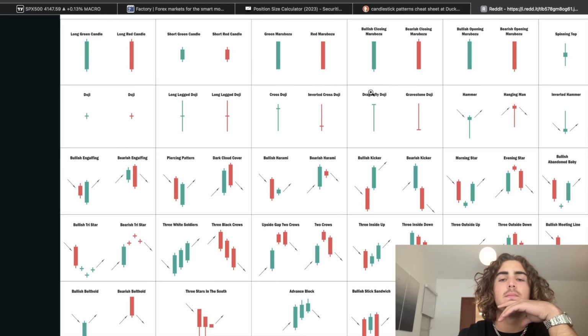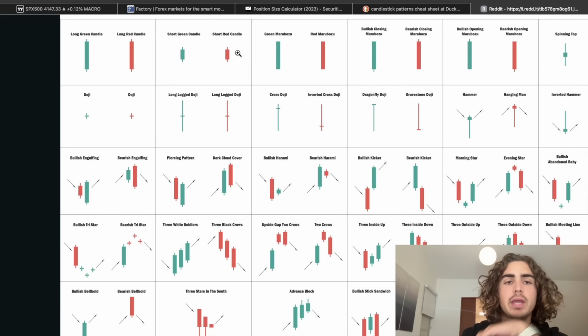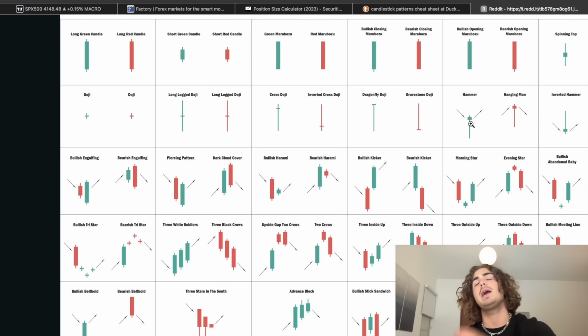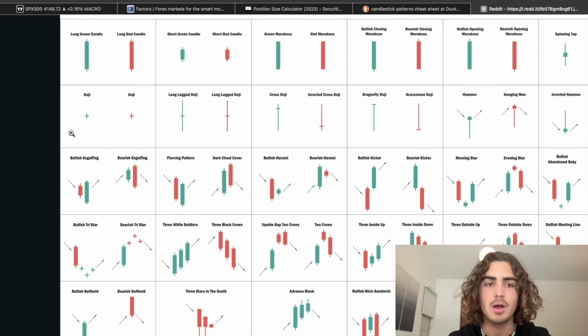Okay. So, first of all, we don't care about this entire top row. Okay? I also don't care about anything in here. Anything in here, anything from here and below. I only care about dojis. Long-legged dojis and dojis are the same thing, okay? Cross dojis and inverse cross dojis, dragonfly dojis, hammers, okay? Those are the only things I care about, okay? Just this row. Forget about all the rest. This is garbage, okay? Just focus on this row right here, okay?